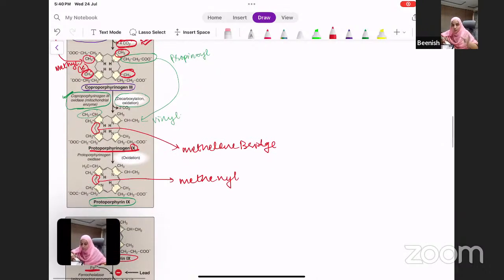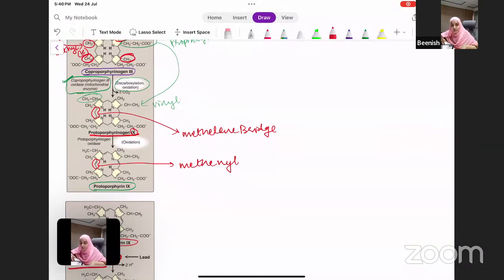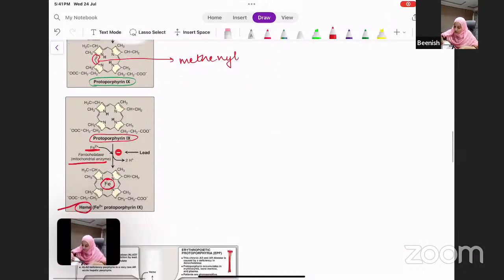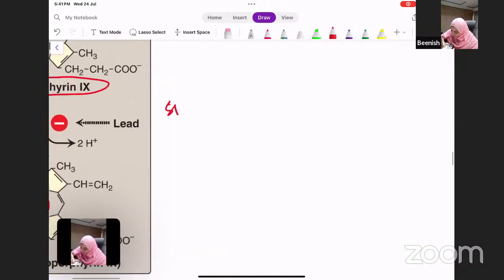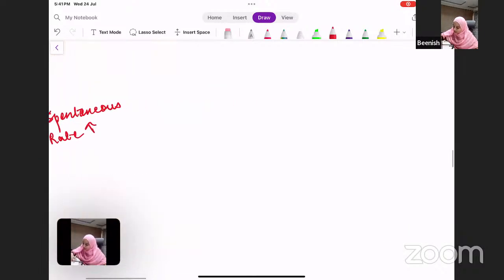Okay, so now protoporphyrinogen is going to change into protoporphyrin. The difference is only between the bridges: your methylene bridge is going to change into a methene bridge. And now in the last step, what is going to happen? Your protoporphyrin 9 is going to be chelated with iron. Okay, now this step is spontaneous, but the rate is increased with the help of the enzyme ferrochelatase. Okay, so that was about the synthesis.